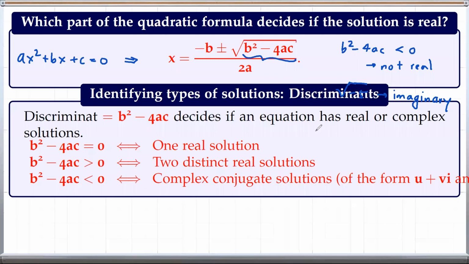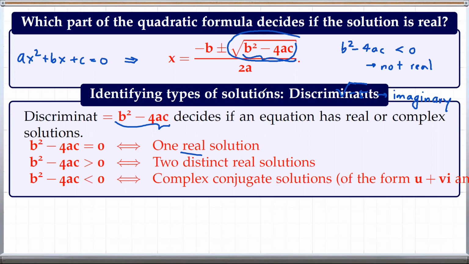So this part, b squared minus 4ac, we call the discriminant. That is the part that decides if we have one solution, two distinct real solutions, or complex conjugates as solutions. Whenever b squared minus 4ac is 0, all of that goes away, so we are left with negative b over 2a. So we have one real solution.